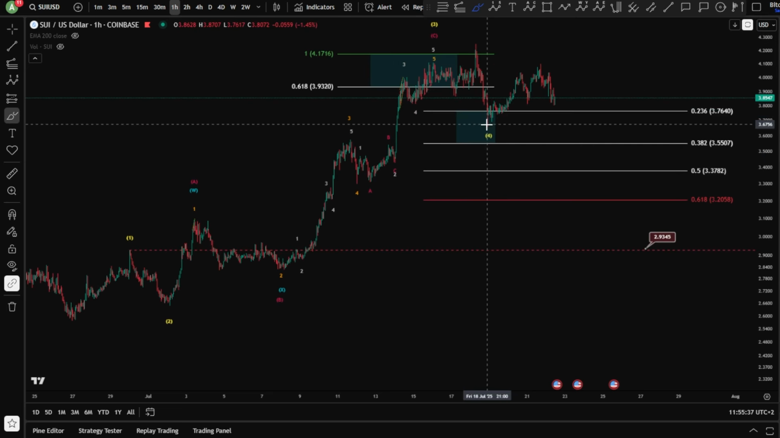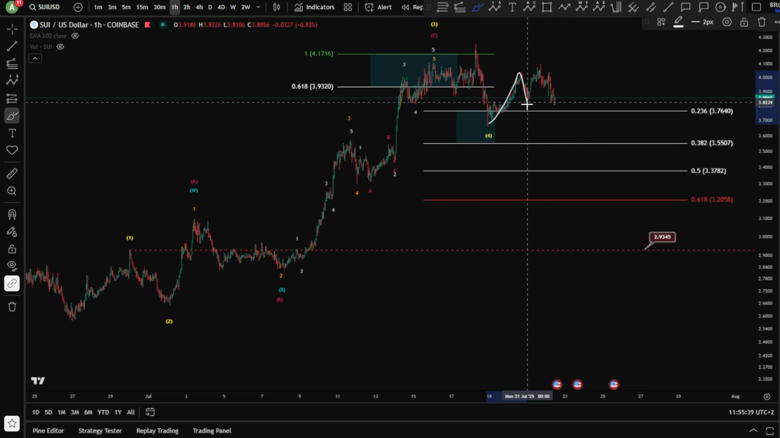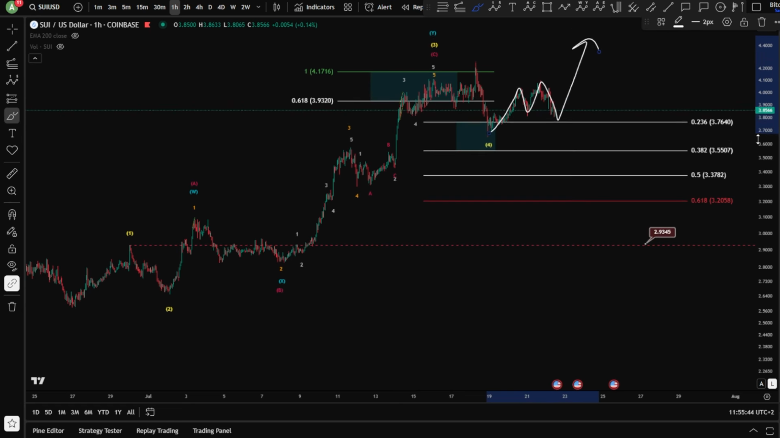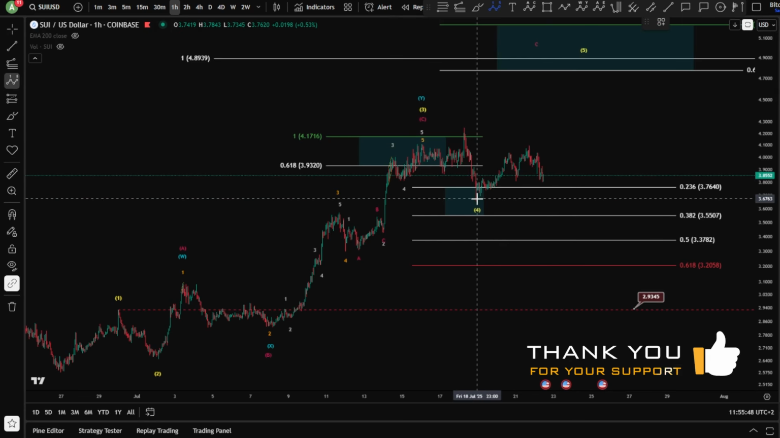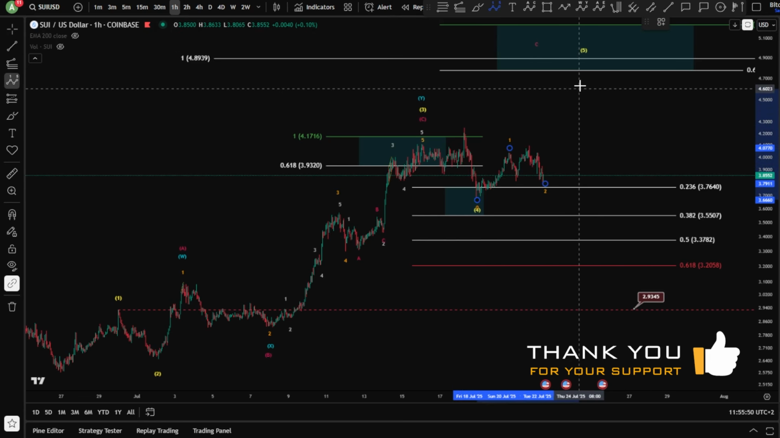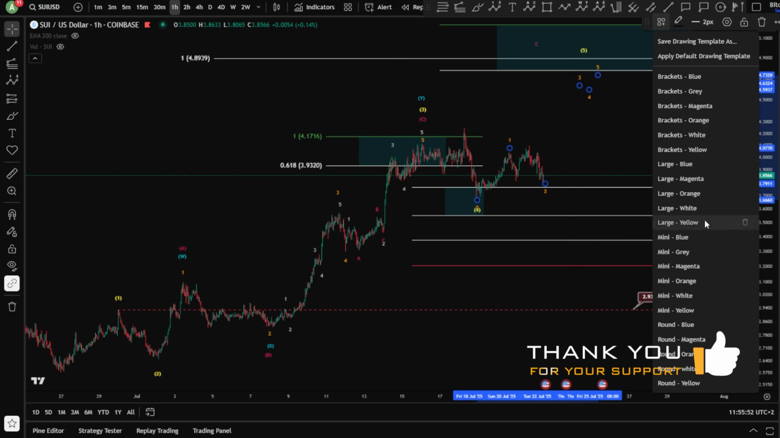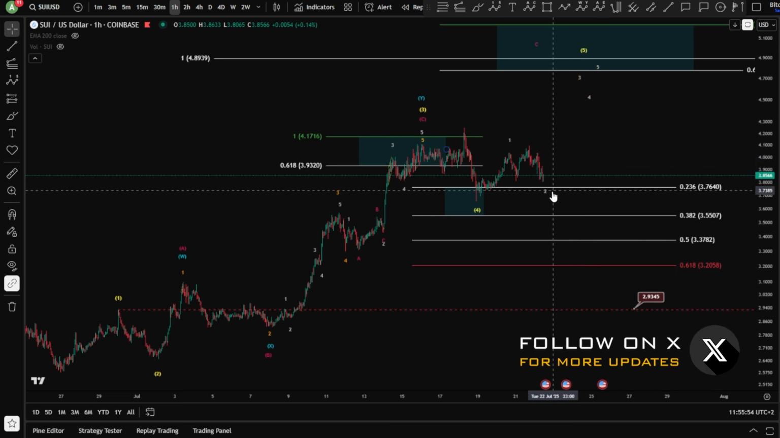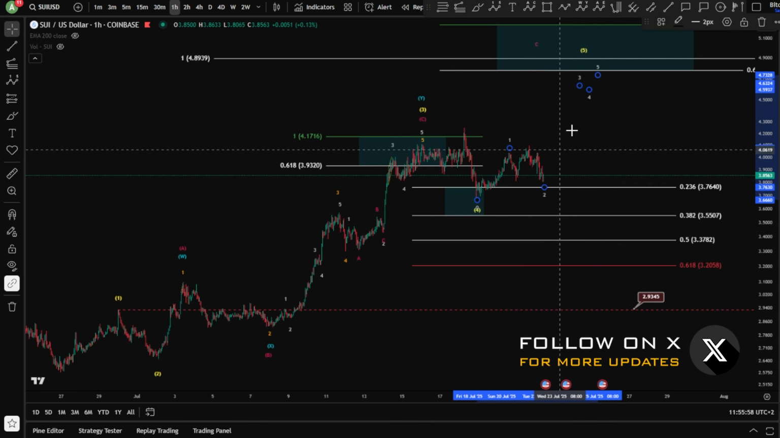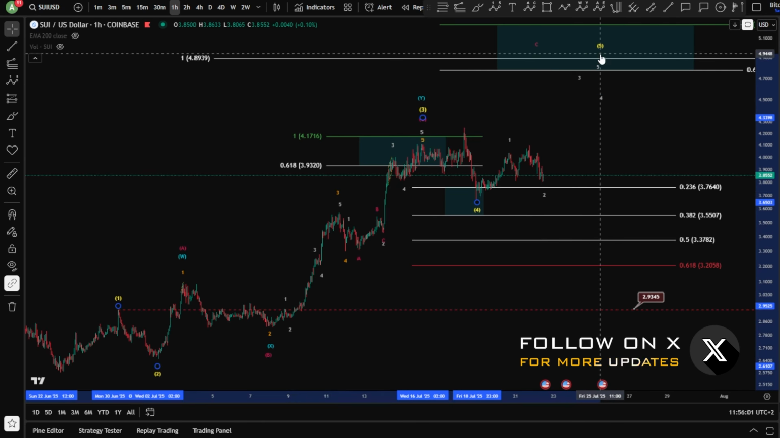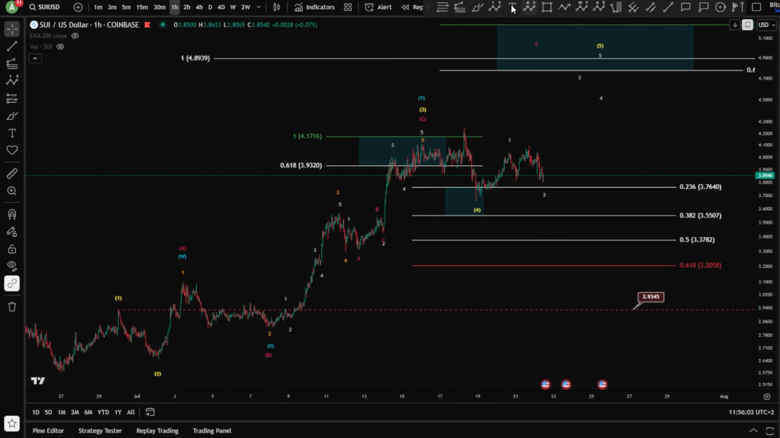Now after this, we see of course another wave 1, another ABC expanding flat, and we potentially continue towards the upside for higher prices. Otherwise, there is a scenario for a triangle which I'm going to explain. So basically what I'm looking at right now is a potential wave 2 to be finished today, and we move continuously for higher prices for wave 5.